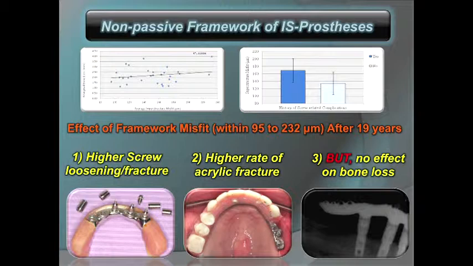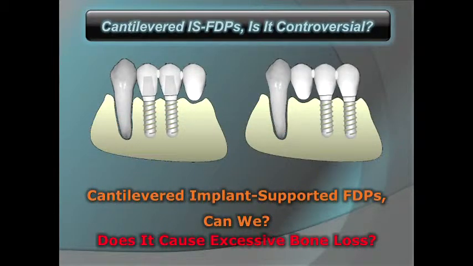And interestingly, there was no effect on the bone loss. Although some of them were not as passive, the bone loss was not an issue. There can be some explanations for that, including the effect of this prosthetic screw, which is the weak link, and it may not be transferring the forces to the bone. But in general, it was interesting that the misfit caused a lot of problems with the prosthetic issues, but no problem with the bone loss.